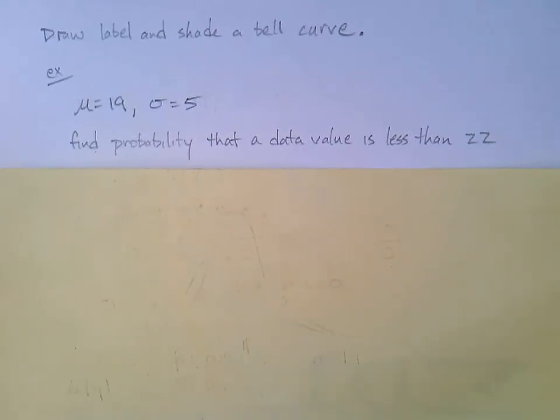So let's say, for example, you had a problem where the mean was 19 and the standard deviation was 5. Okay, so I'm just telling you these numbers. Usually we like it in some kind of a context to make it interesting. But let's say we know that mu and that sigma, and then the question said find the probability that a data value is less than 22. Okay, so let's just go through the steps first, find this probability, and then once we have it, I'll show you how to draw, label, and shade the bell curve.